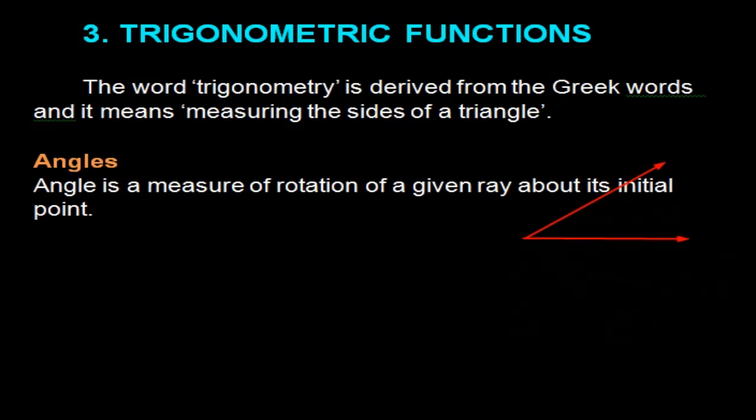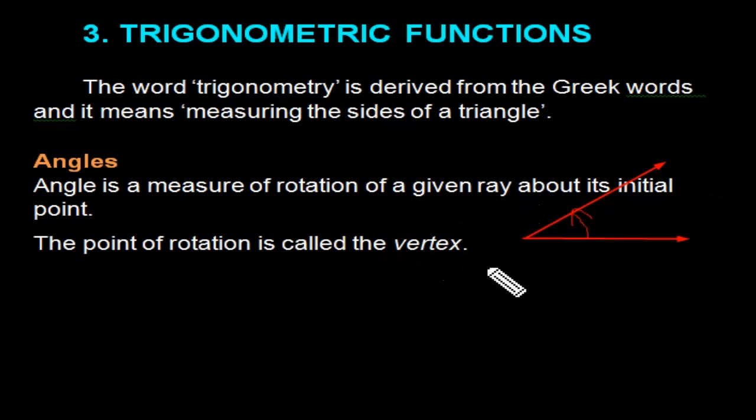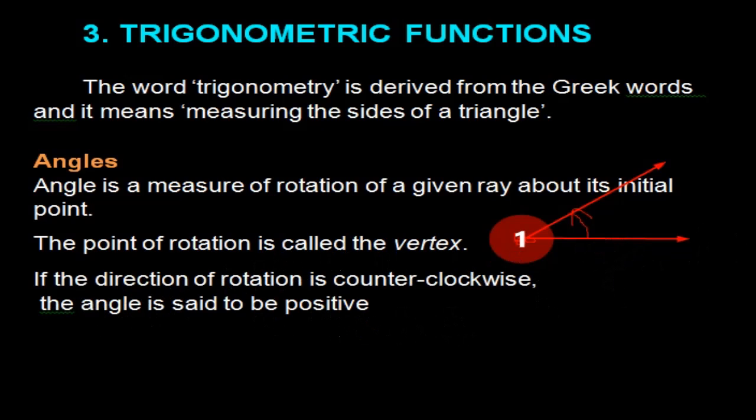If the rotation is in the counterclockwise direction, the angle so formed will be a positive angle. This is what we have learned as an acute angle. So the angle will be measured in this direction. If so, it is called a positive angle, and this point is called the vertex.